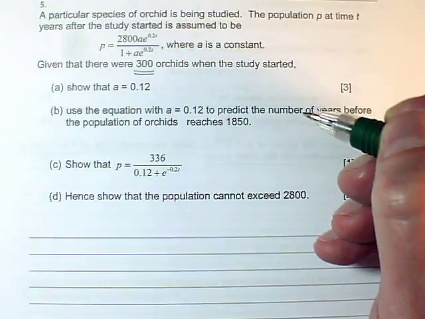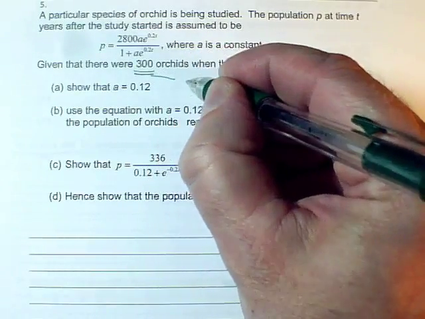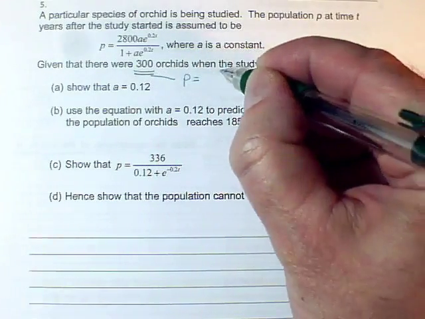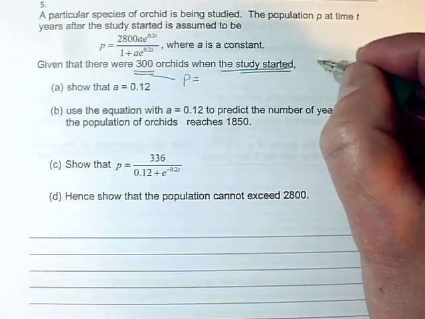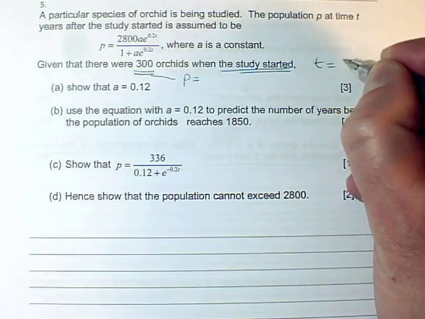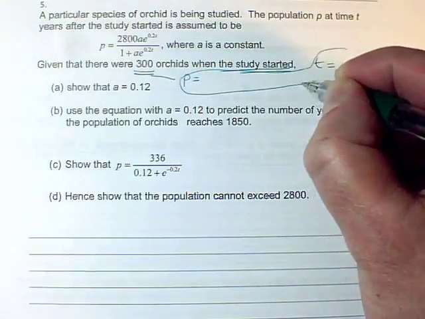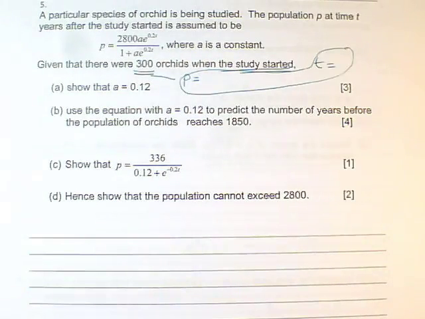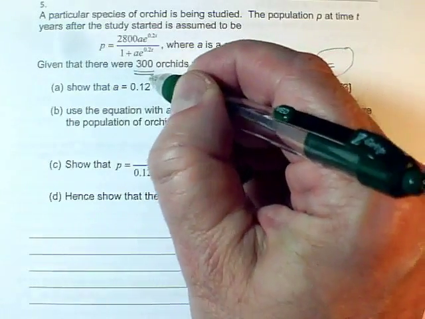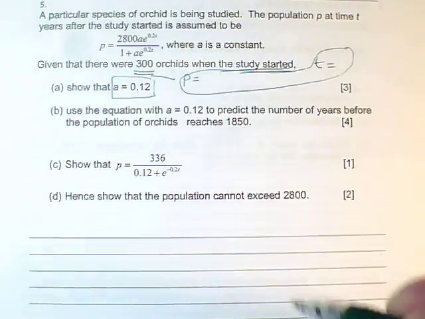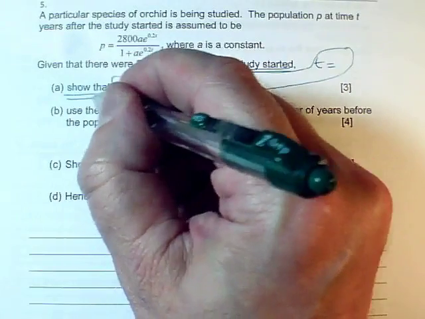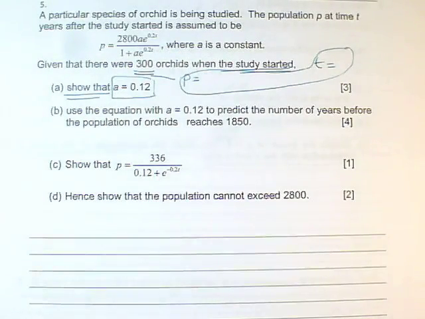300 is a value for what? Well, it's how many there are. So that's telling us what p equals. And when the study started, it's telling us the value of what t equals. So I've got a pair of values, p and t. I know the value of p for a particular value of t, and I need to use that to find out what a is. It's a show that question, so I'm going to be ending with a equals 0.12.